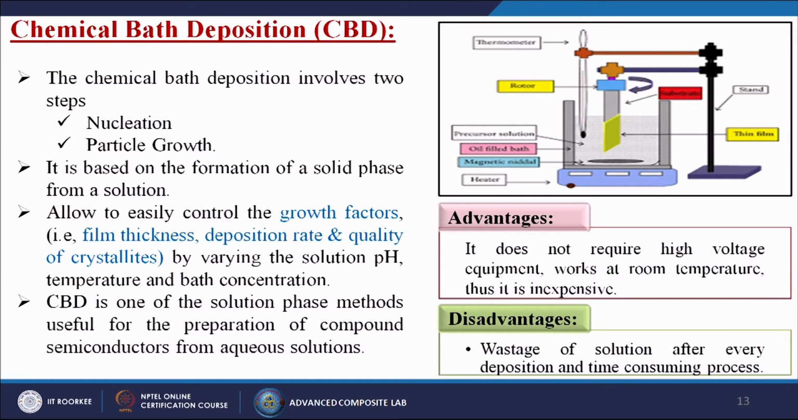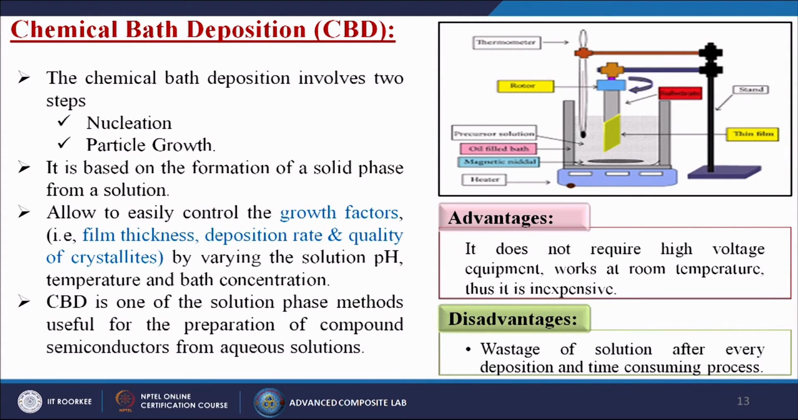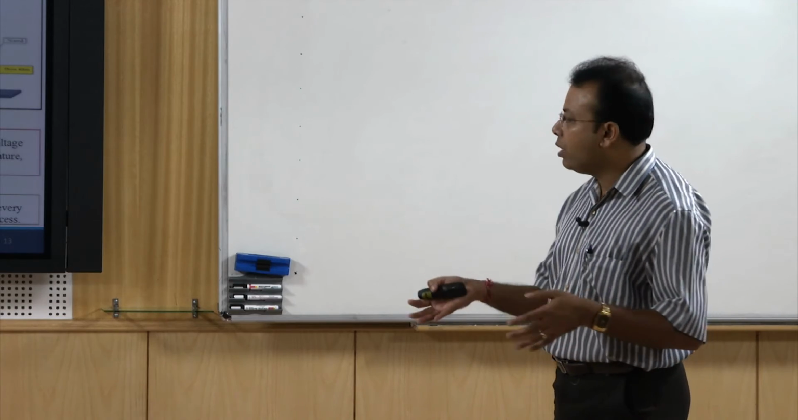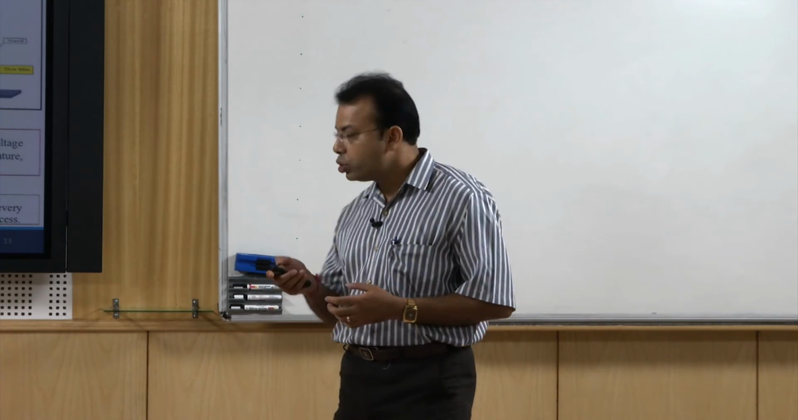CBD is one of the solution phase methods useful for the preparation of compound semiconductors from aqueous solutions. So, what are the advantages? It does not require high voltage equipment, works at room temperature, thus it is less expensive. Disadvantages: wastage of solutions after every deposition, and it is a time consuming process, because you have to allow the material to react fully, and also the deposition rate is very slow.